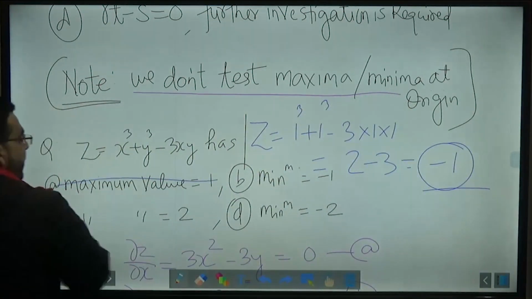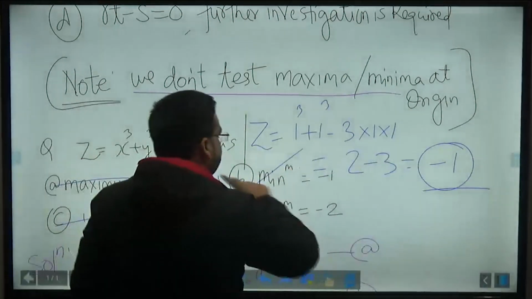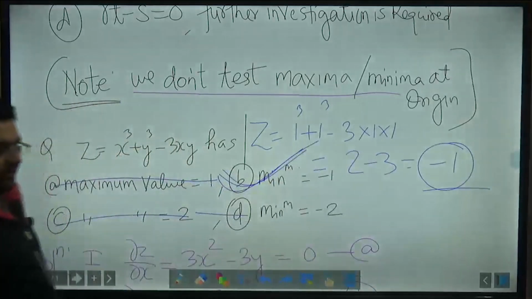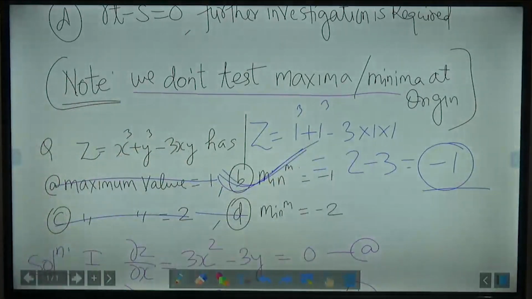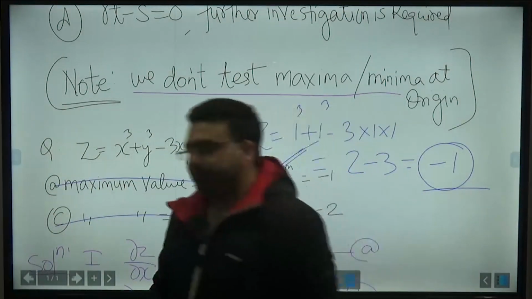Has a maximum value? No, incorrect. Minimum minus 1, correct. So this is the correct answer of this question. Clear? So that is how we solve the questions of maxima and minima from the calculus portion.